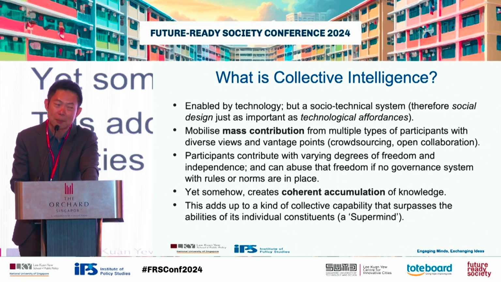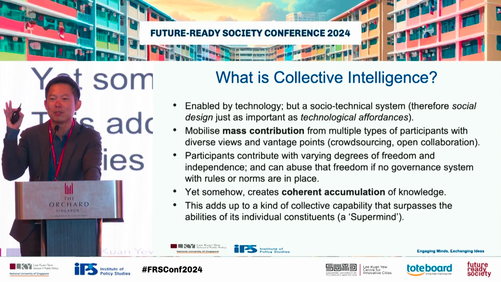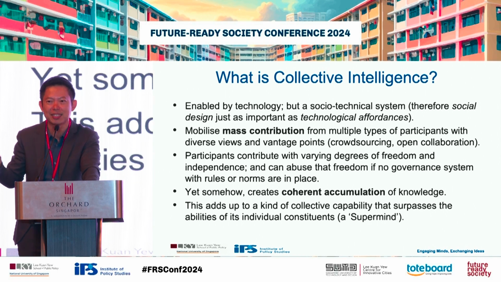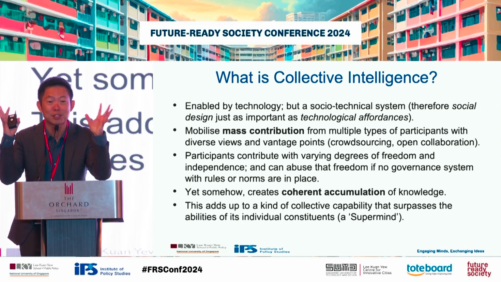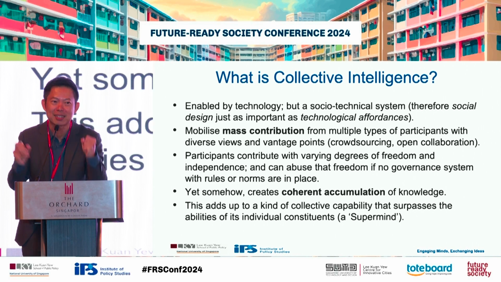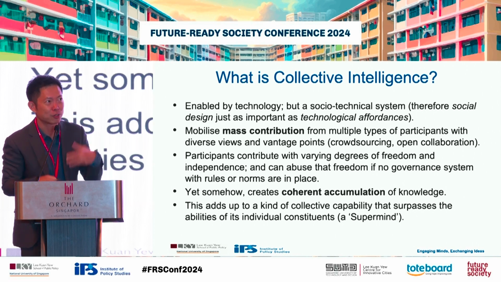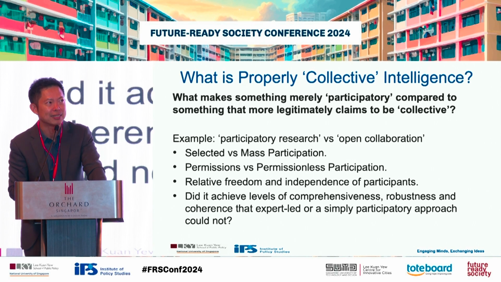Somehow magic still happens. So this adds up to a kind of collective capacity that surpasses the abilities of its individual constituents. So if I had asked Dawn what dessert was good, and she told me, and her judgment was much better than the collective intelligence, then no point for collective intelligence. MIT calls this the supermind, right? The supermind must be better than your individual mind. So that's how I've made sense of collective intelligence.